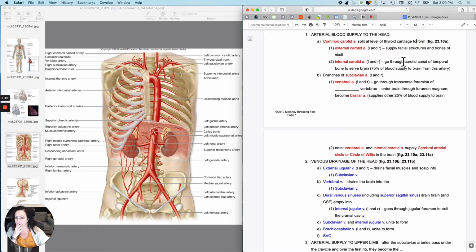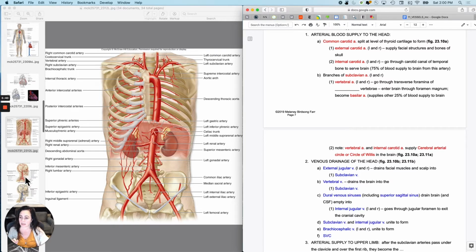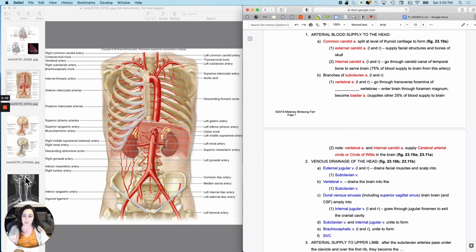All right, so the arterial blood supply to and from the head is going to be primarily, not exclusively, through the common carotid arteries. We'll pick up a little bit more blood from another vessel in just a second. So stick with me, and we're going to do this kind of the same way.